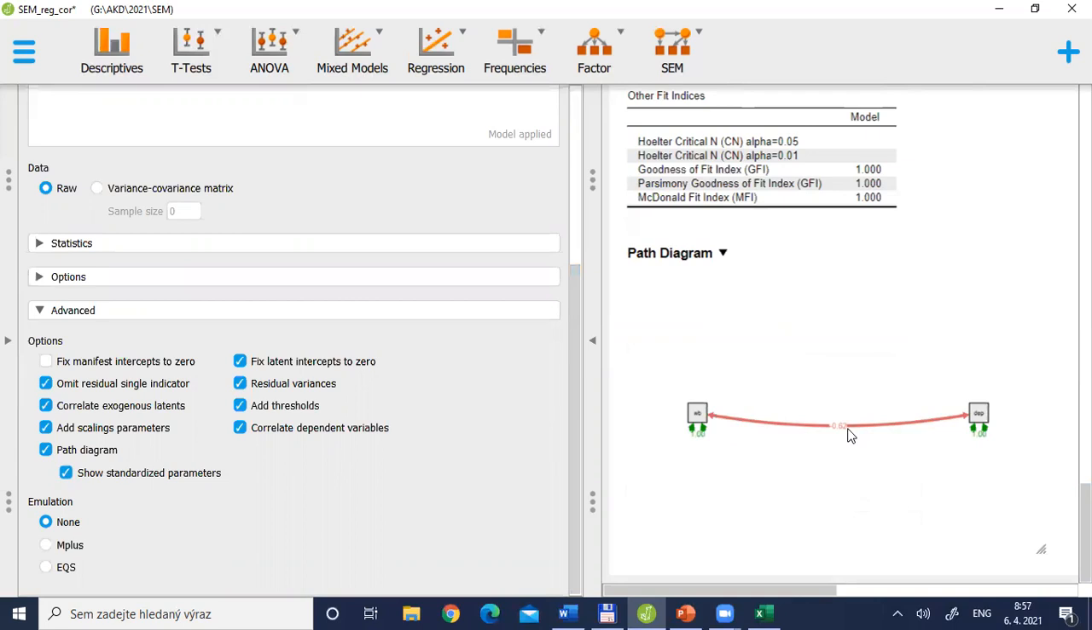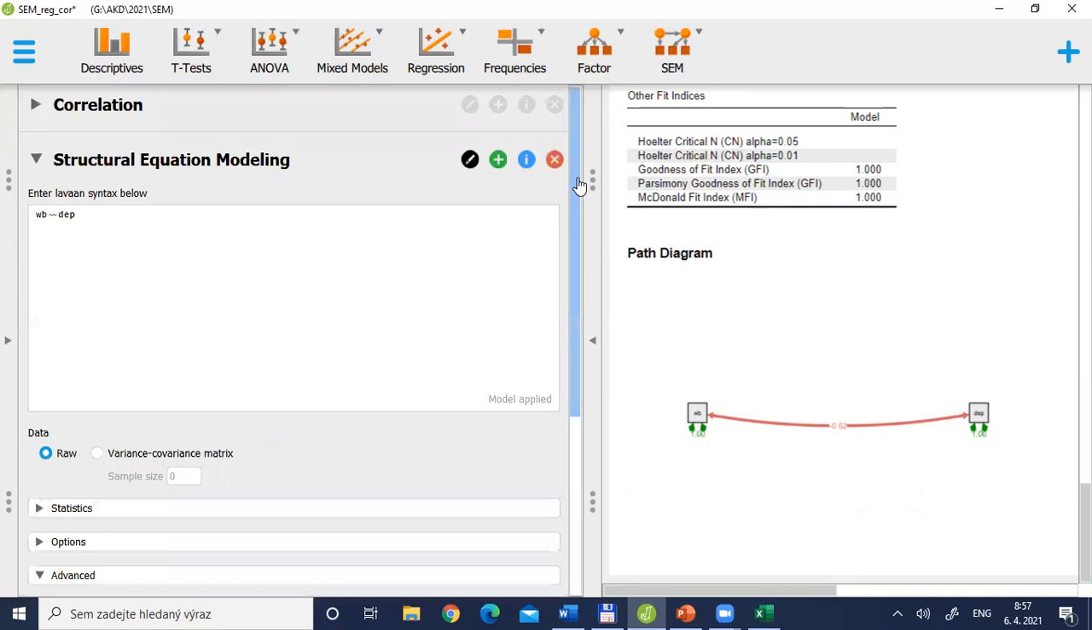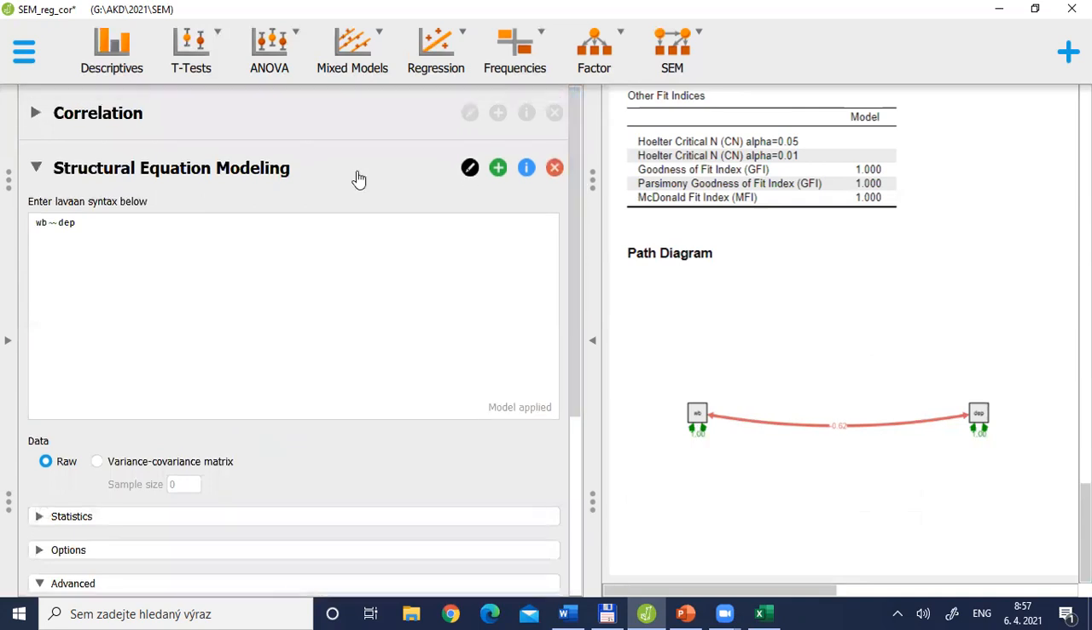JASP is using here the same style of notation as for exploratory factor analysis. So it means red lines are negative values and green lines are positive values. So this is a picture for our correlation model. So here we have the first model. I would only change the title. So it would be correlation via SEM.